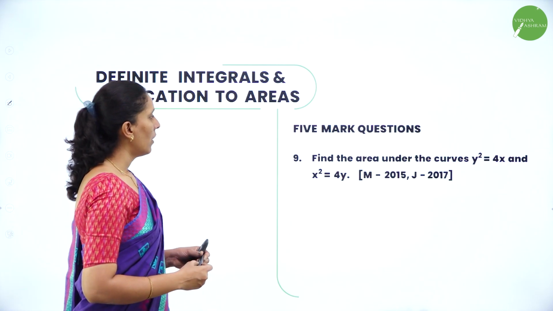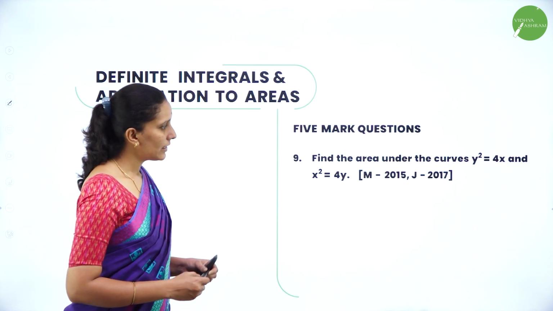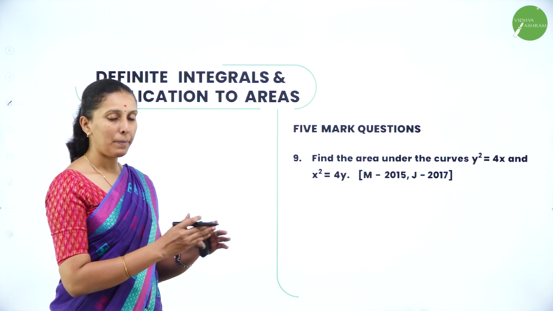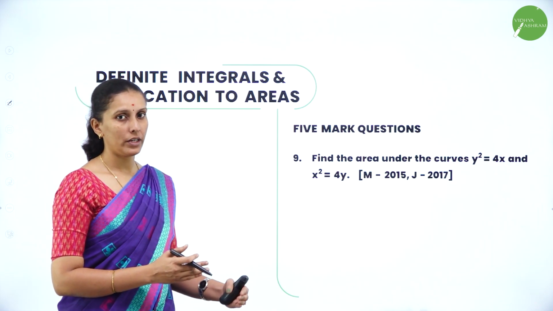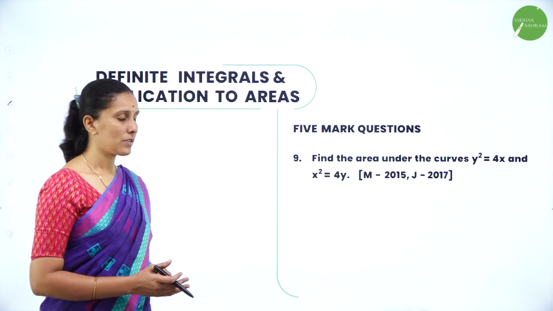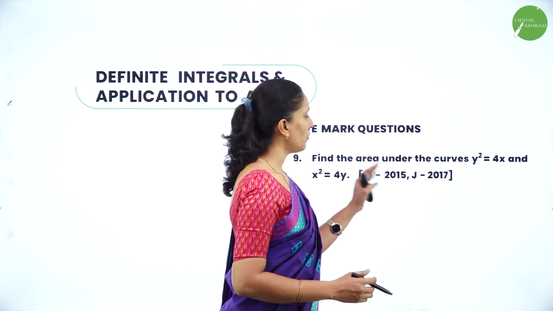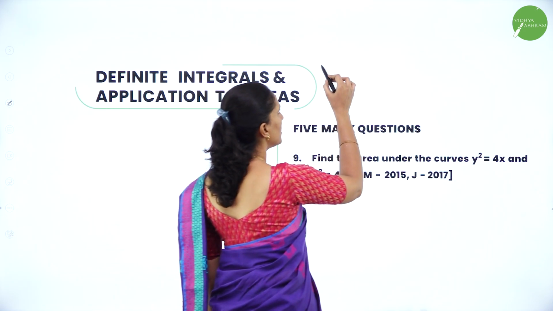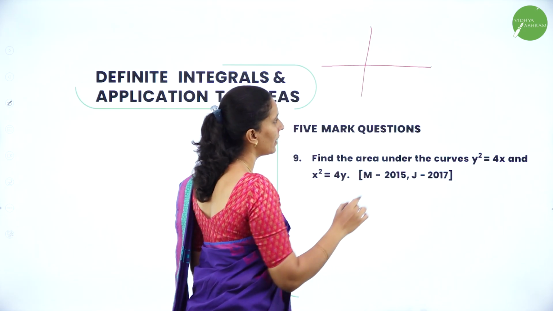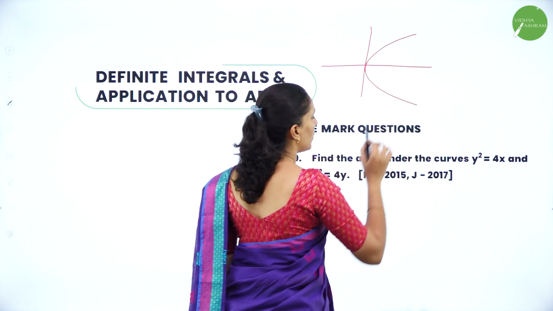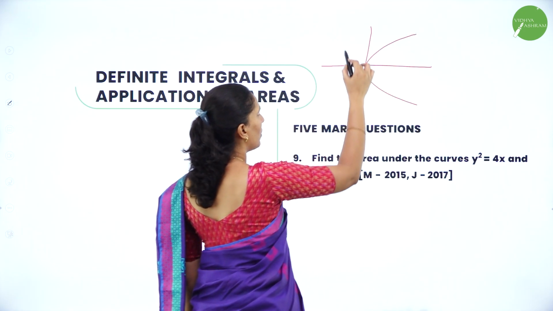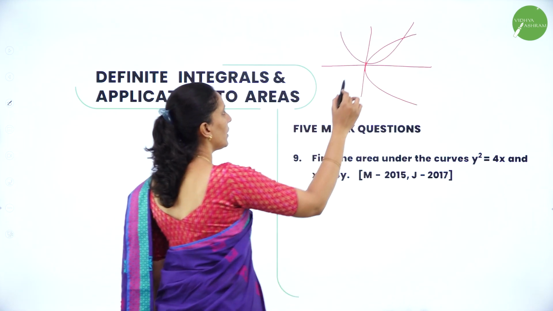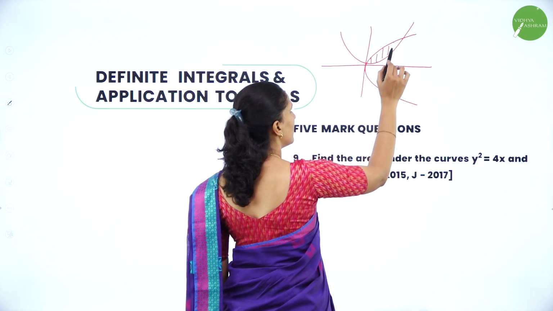Next we have: find the area under the curves y square is equal to 4x and x square is equal to 4y. So the application to areas from the definite integral will come under 5 marks question. Here we are supposed to find out the area under two curves. So we have two parabolas here. The first parabola is a right-handed parabola, that is y square is equal to 4x, and the second parabola we have here, x square is equal to 4y, that is the upper parabola. So we need to find out the area under this.